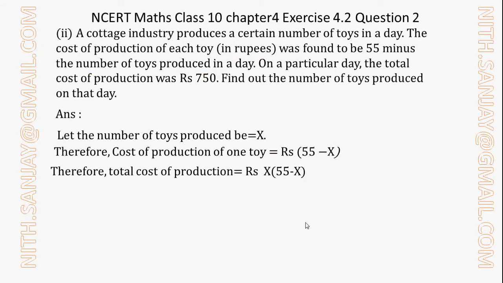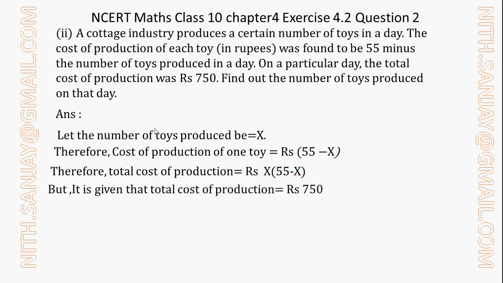Now what will be the total cost? The total cost will be the number of toys produced multiplied by the cost of each toy. The cost of each toy is 55 minus x, and the total number of toys produced is x. So we will multiply x with 55 minus x, and we will get the total cost.